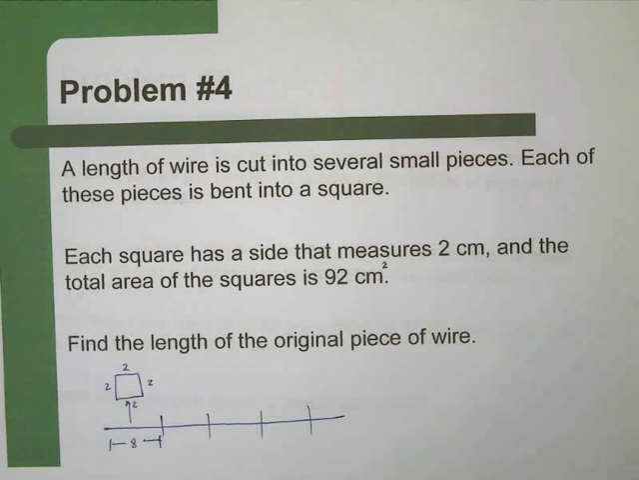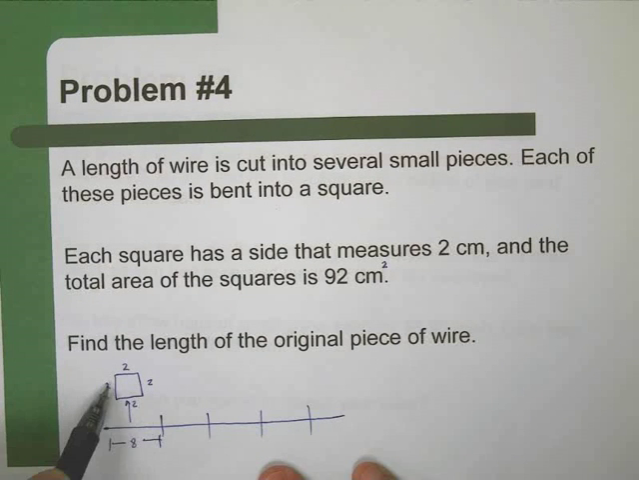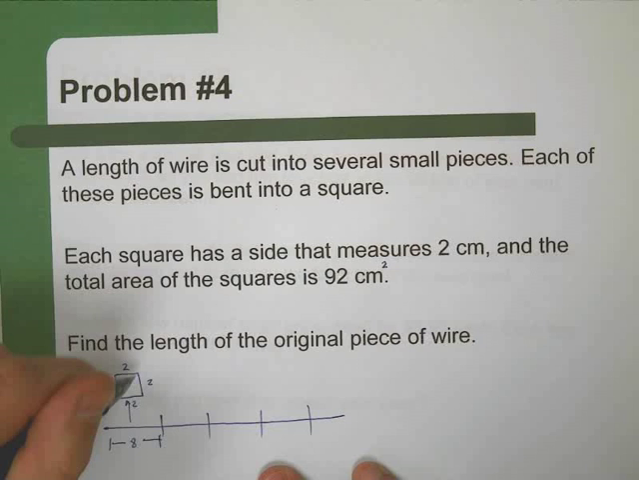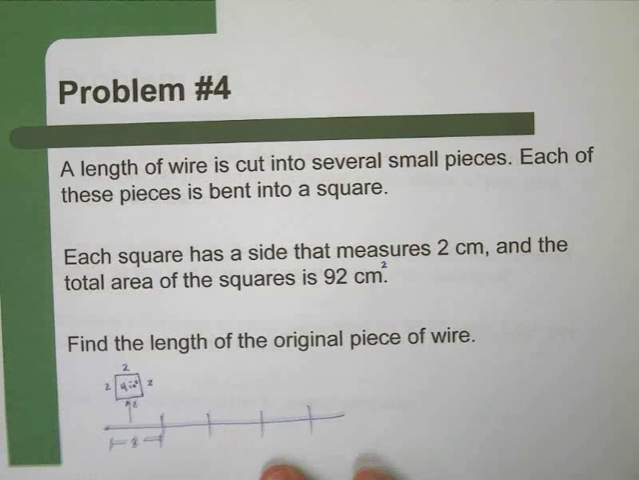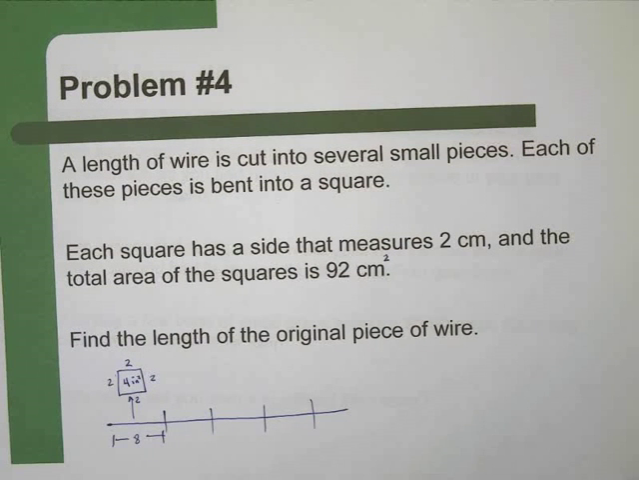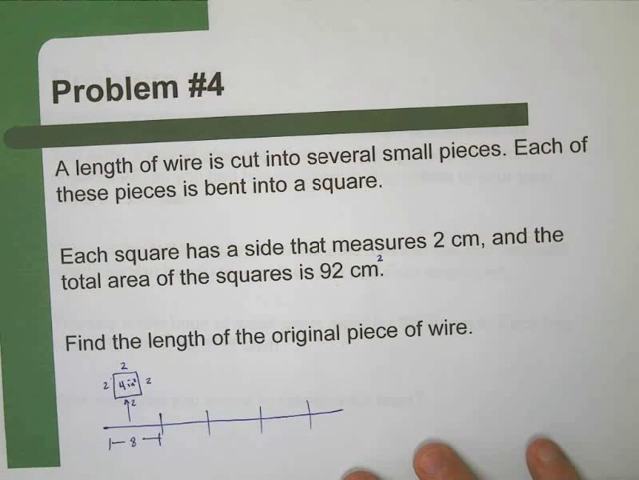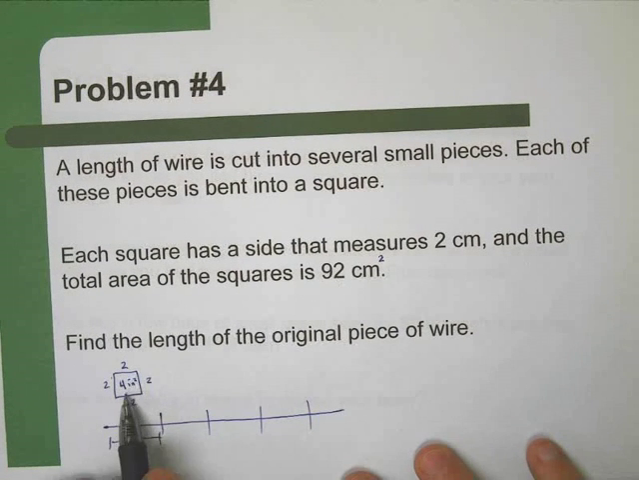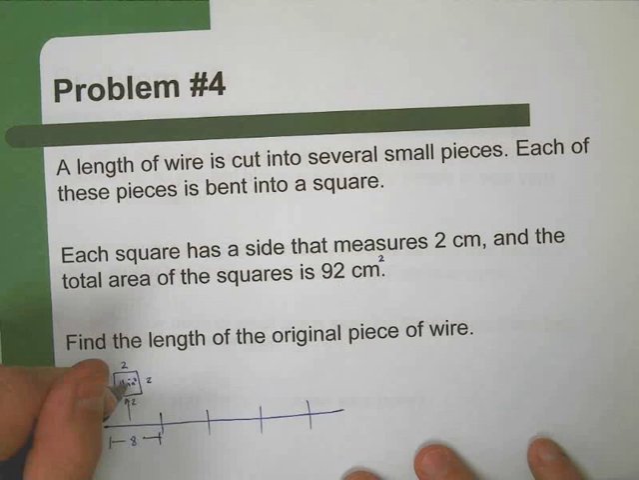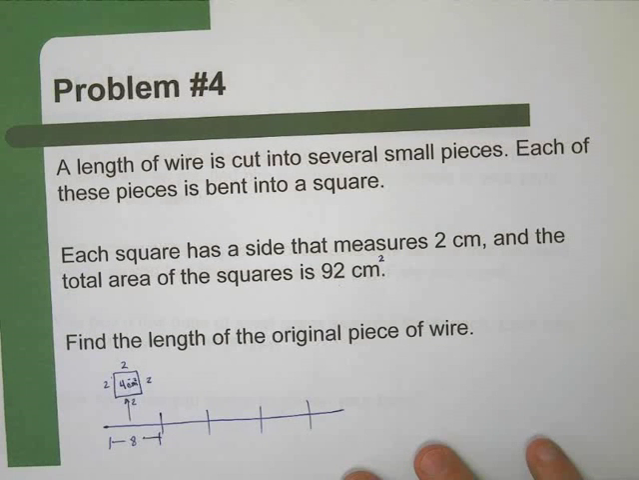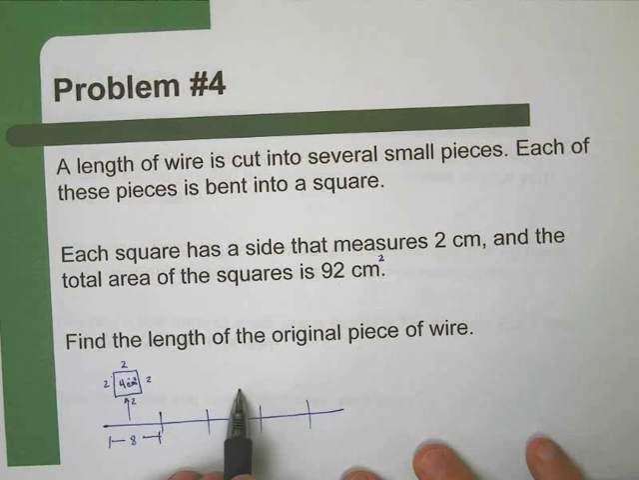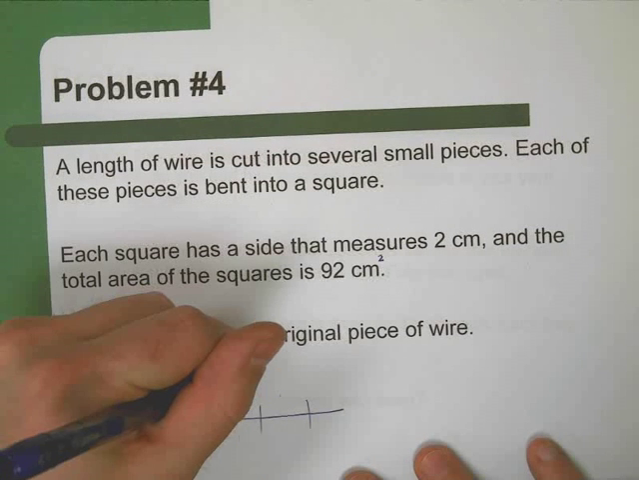That's from the perimeter. I also know that the area of this square is base times height, which is 2 times 2. It has 4 square centimeters. So there's a little bit of information that I can draw. The total area of all those squares is 92 square centimeters. If each one of the squares is 4 square centimeters, then 2 squares would be 8, 3 squares would be 12, 4 squares would be 16.